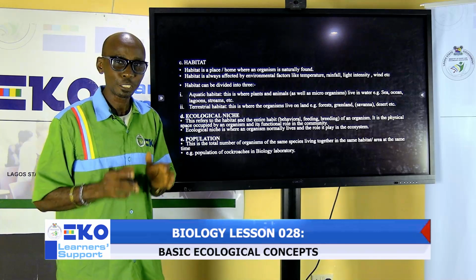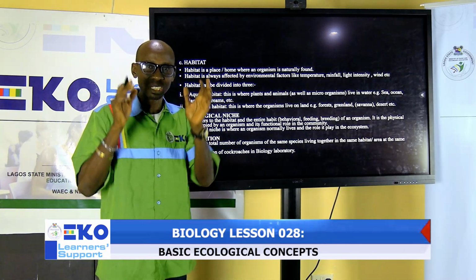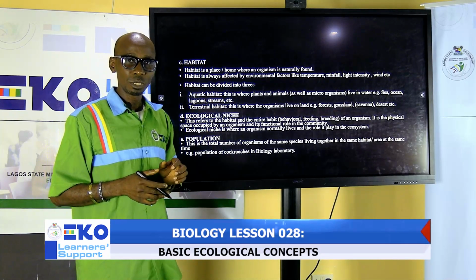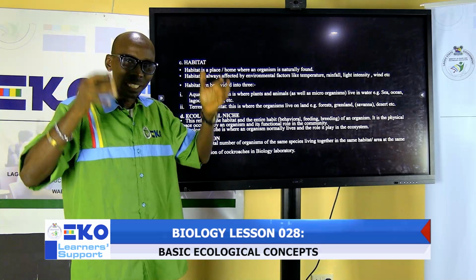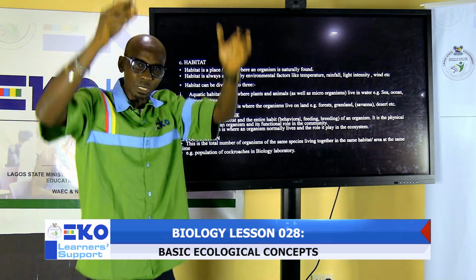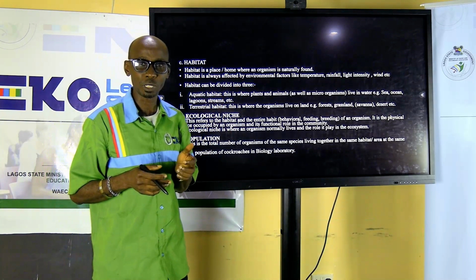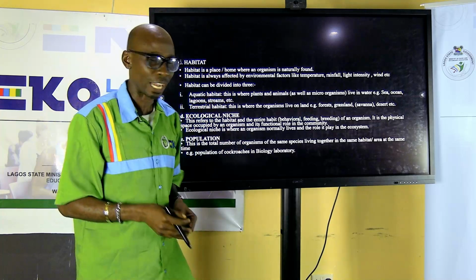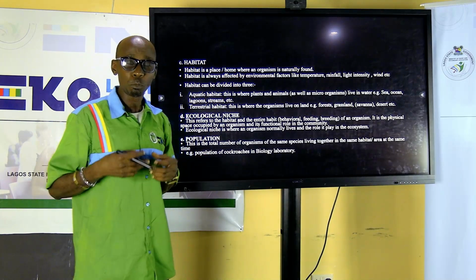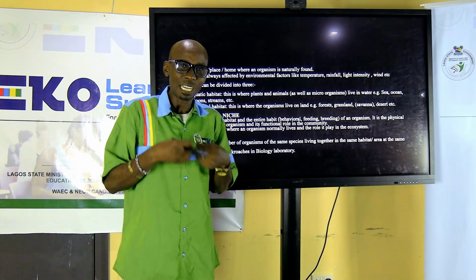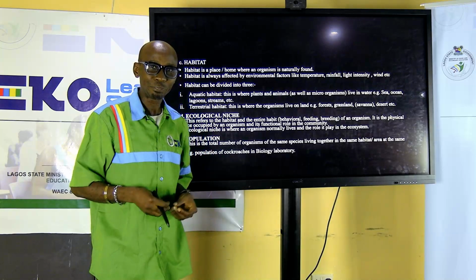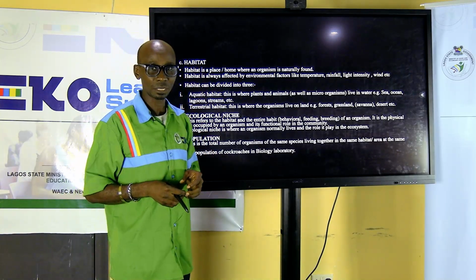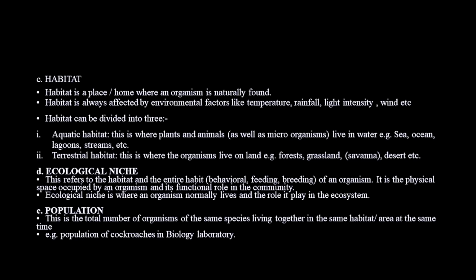It simply means the home or the place where an organism lives, or the natural place where you can find an organism. If you are looking for a lion, where will you find a lion? That is the habitat. If somebody is looking for us, they find us in our houses. Our different houses are our habitat. So habitat is the place or the home of an organism, or the natural dwelling place of an organism.